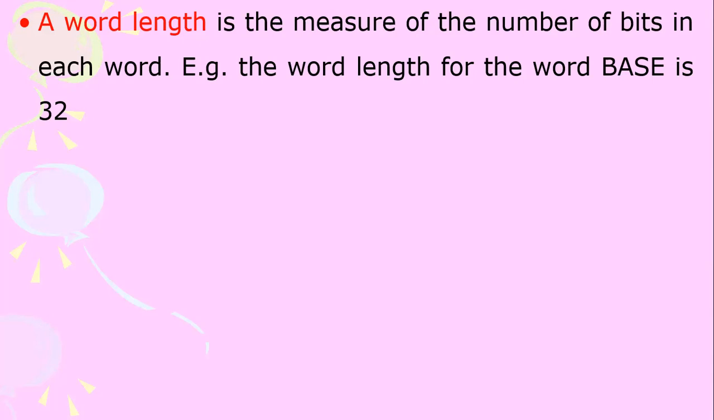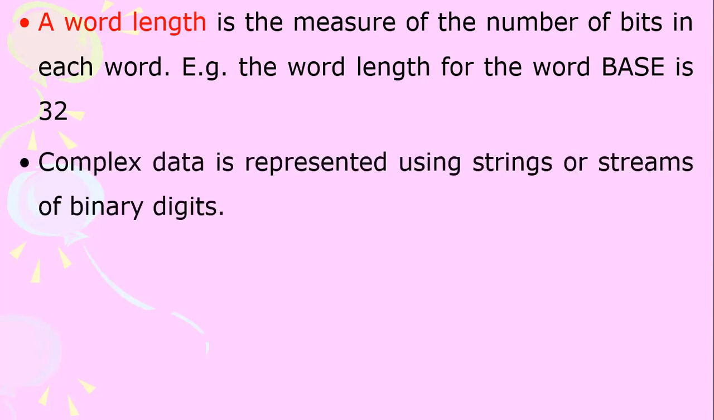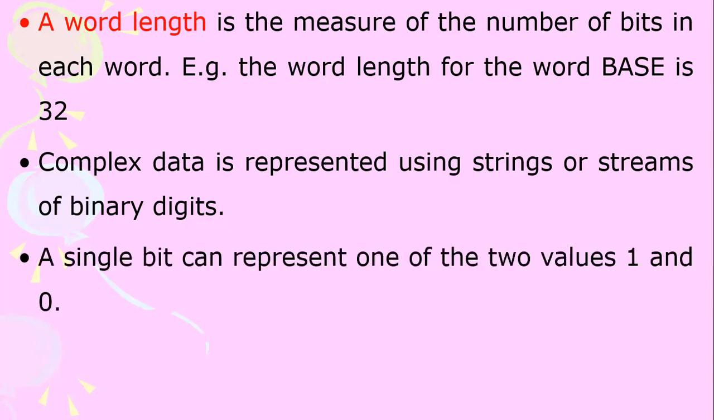Remember, in computing, even a space is a character, and therefore it also consists of 1 byte, which is equal to 8 bits. Complex data is represented using strings or streams of binary digits. A single bit can represent one of the 2 values, 1 and 0.